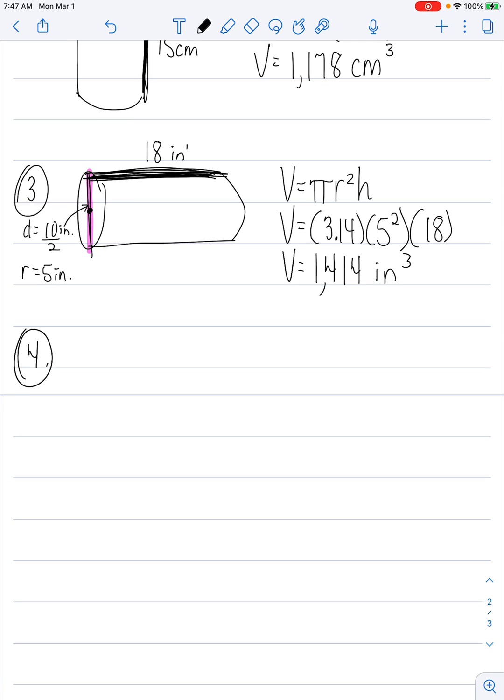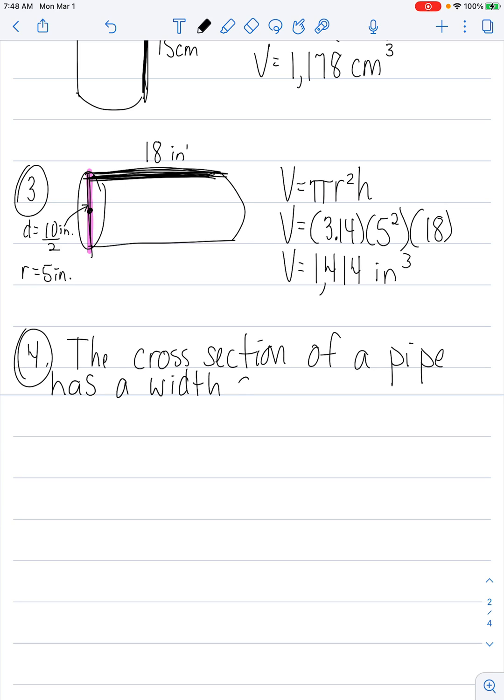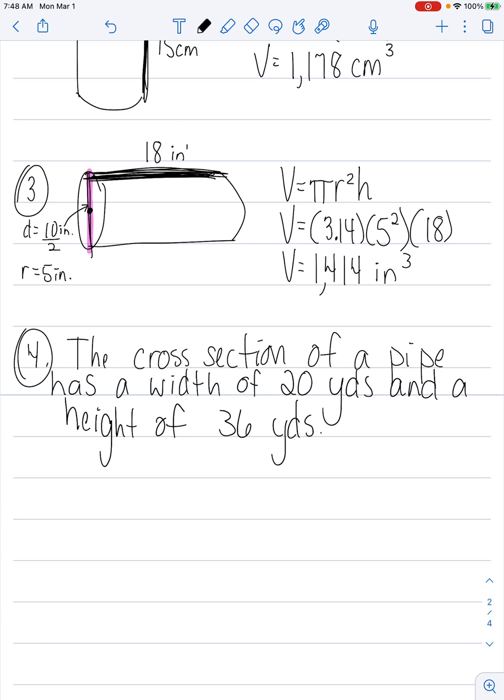Then you'll have real situations. So here's an example of what you'll see on your practice. It says the cross section of a pipe has a width of 20 yards, and a height of 36 yards. Calculate the volume of the pipe.